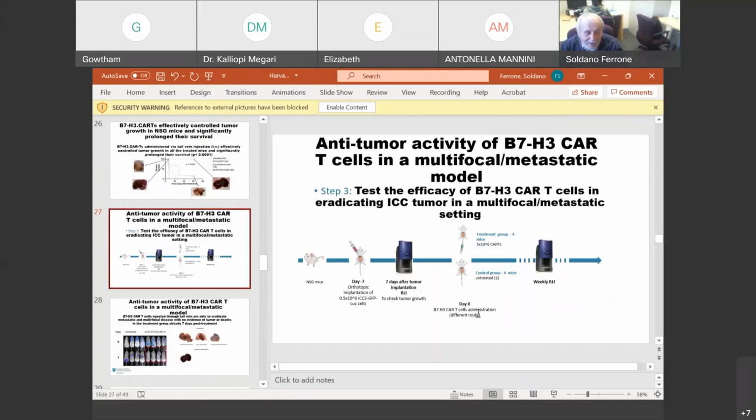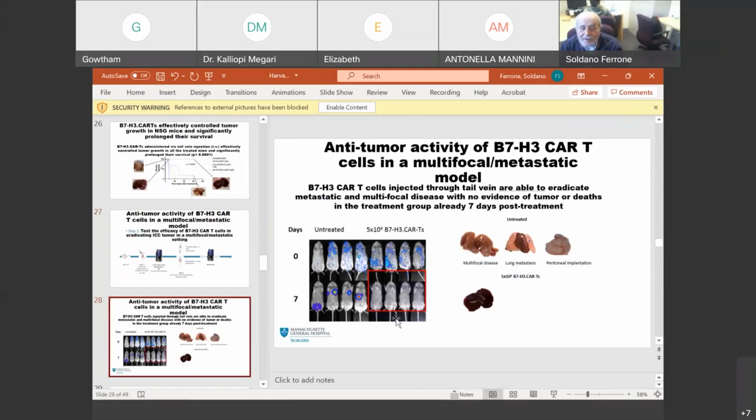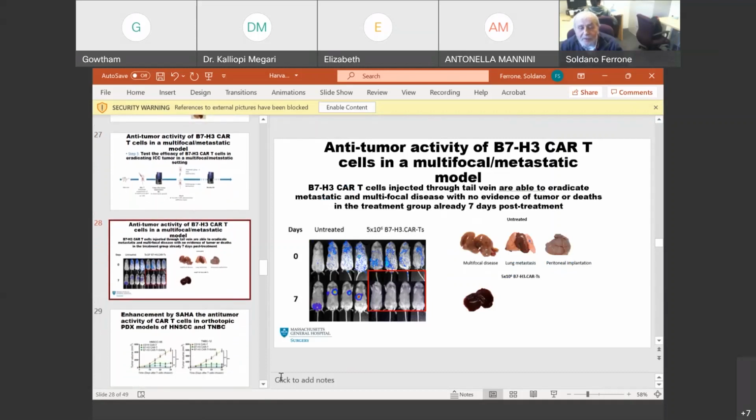a metastatic implantation of the cells, and then we treated the mice carrying the metastatic disease with B7H3 CAR T cells. And again, as you can see, in the mice treated with B7H3 CAR T cells, there was an excellent control of the tumor growth. Actually, there was an elimination of the metastatic lesion.